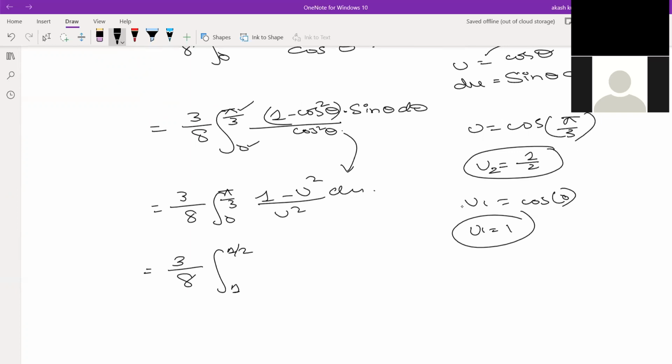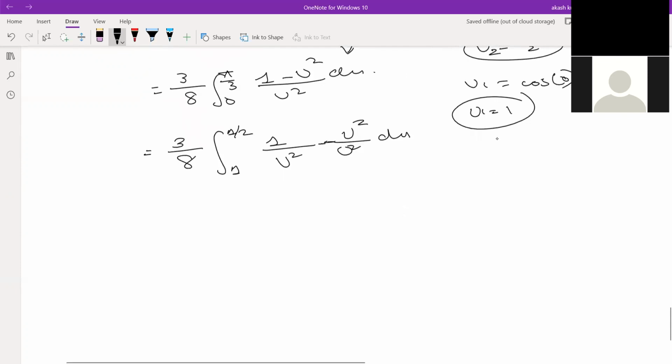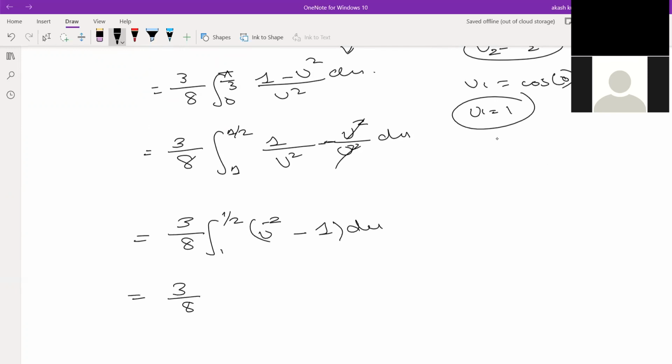And it becomes 1 minus u square over u square. Can I break down my denominator with each term in the numerator? So it becomes 3/8, 1 to half, 1 over u square, which becomes u to the power minus 2, and this is cancelled out, so it is left with only minus 1. Now adding 1, it becomes minus 1 over u minus u, with limits from 1 to half.